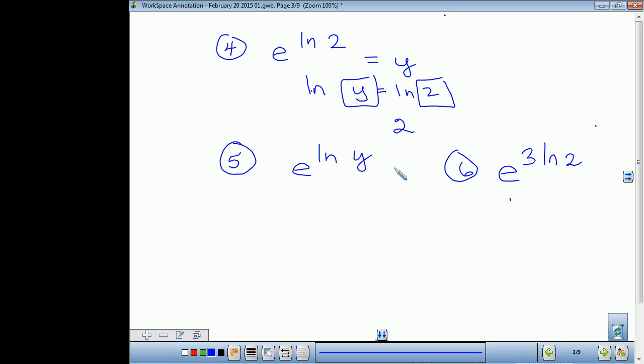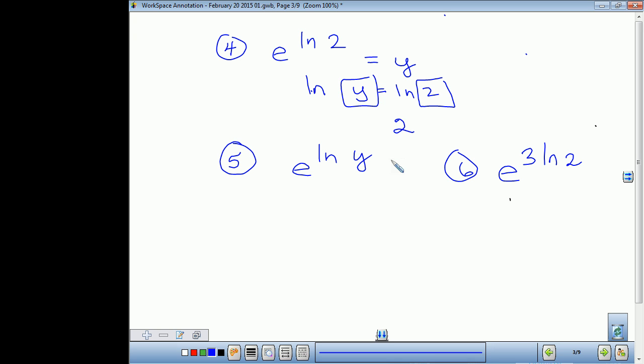So the answer is 2. What if the natural log wasn't there at the top part? If it was just e squared, then it's just that number e. What's the approximation for e? 2.718. Good. It's 2.718 squared, but not exactly 2.718. We know it keeps going forever. It's an irrational number.